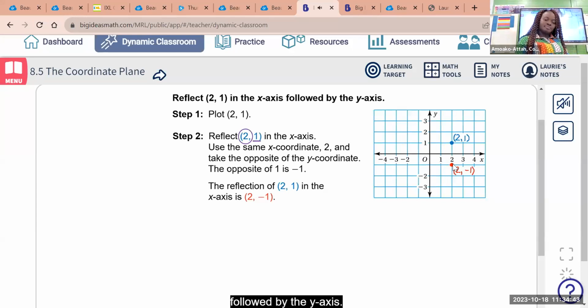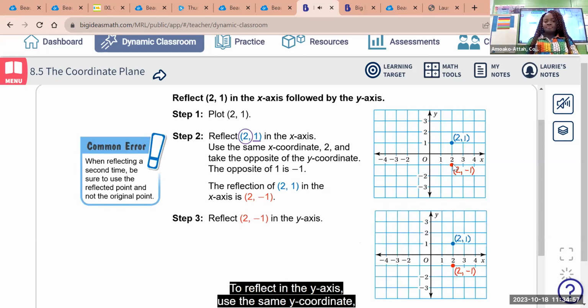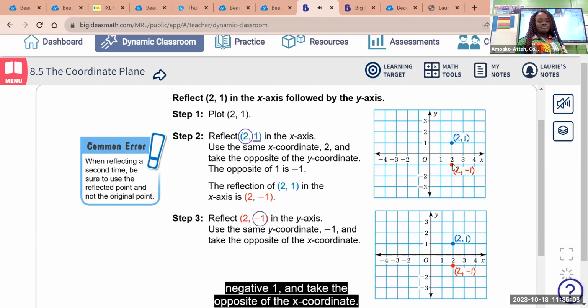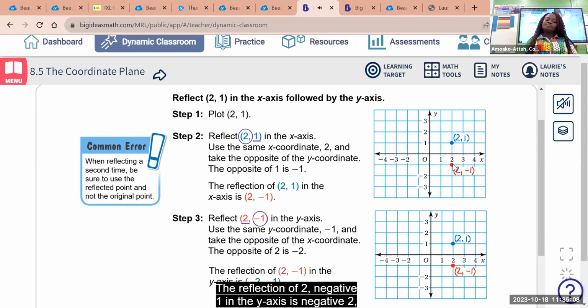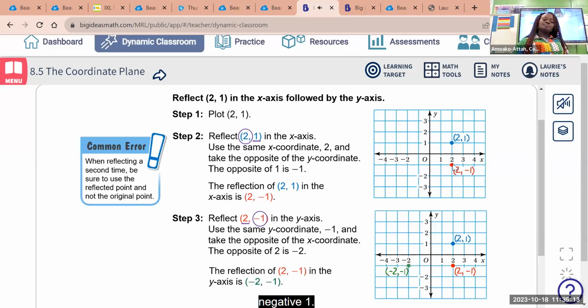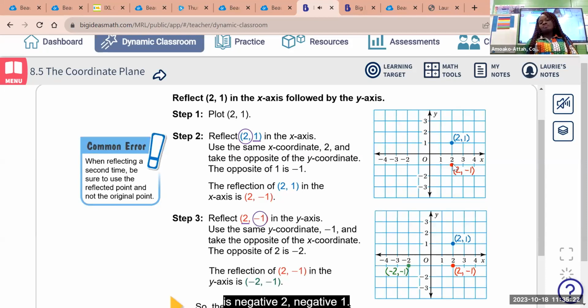When reflecting a second time, you reflect the reflected point, not the original. So step 3 reflects -1 on the y-axis. Reflecting on the y-axis, you keep the y coordinate -1 and take the opposite of the x coordinate. The opposite is -2. So the reflection of 2, -1 on the y-axis is -2, -1.